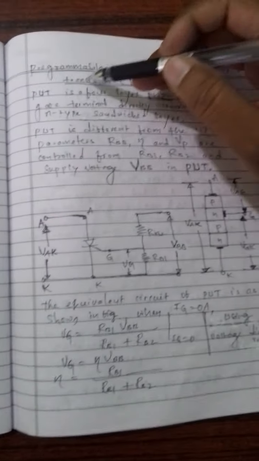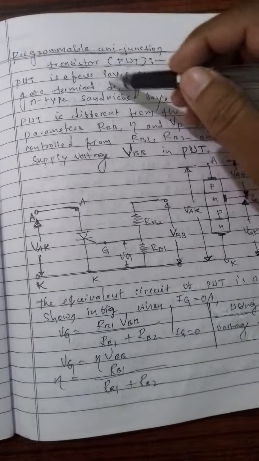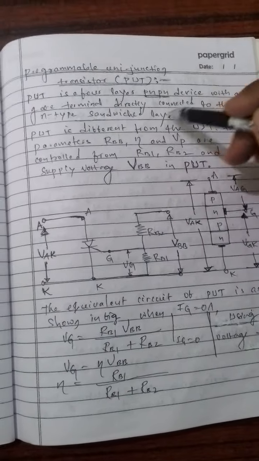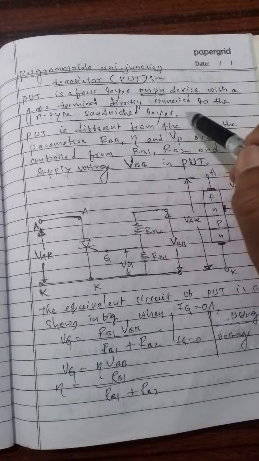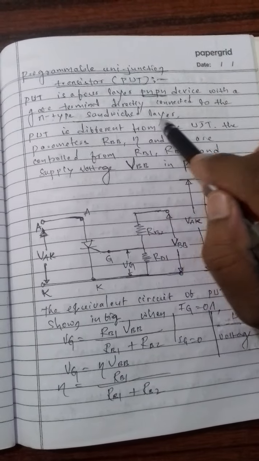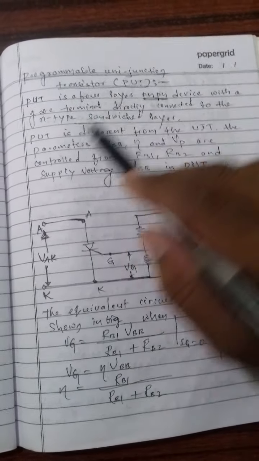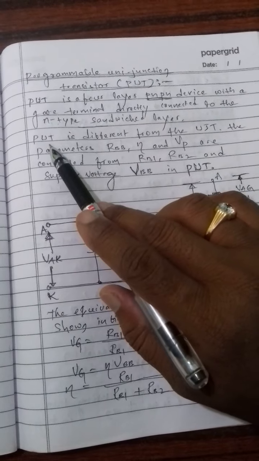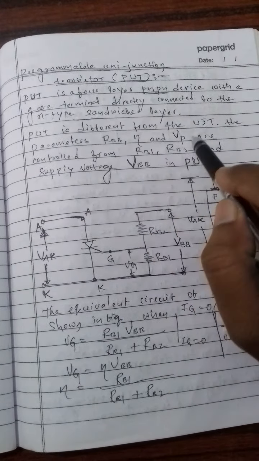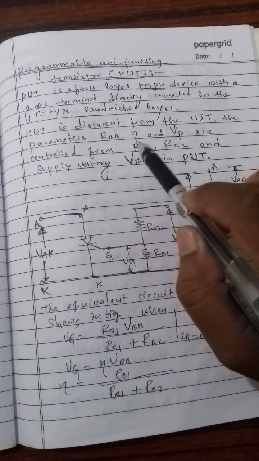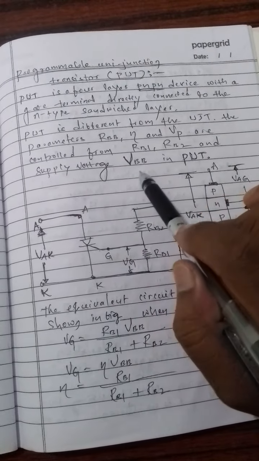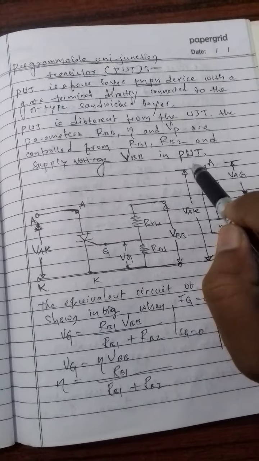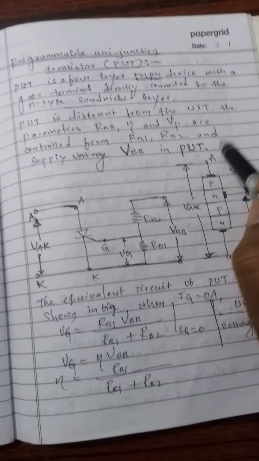Now the programmable unijunction transistor, that is PUT. PUT is a 4-layer PNPN device with a gate terminal directly connected to the n-type sandwiched layer. PUT, the programmable unijunction transistor, is different from the UJT. The parameters RBB, eta and VP are controlled from RB1, RB2 and supply voltage VBB in the programmable unijunction transistor.